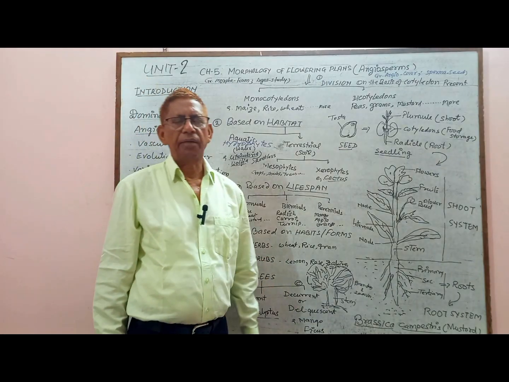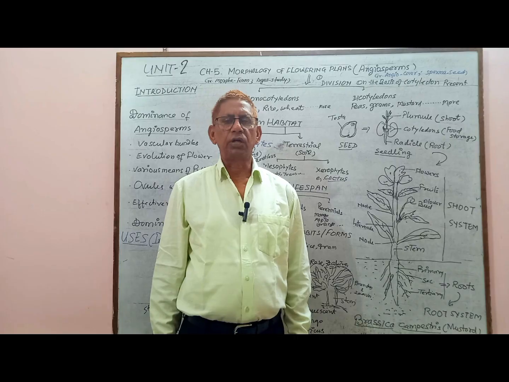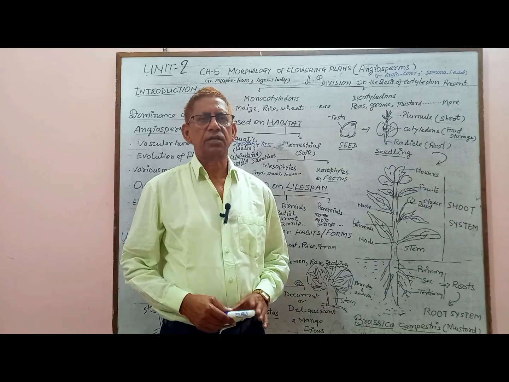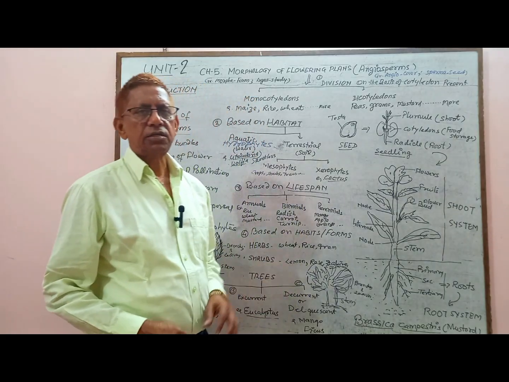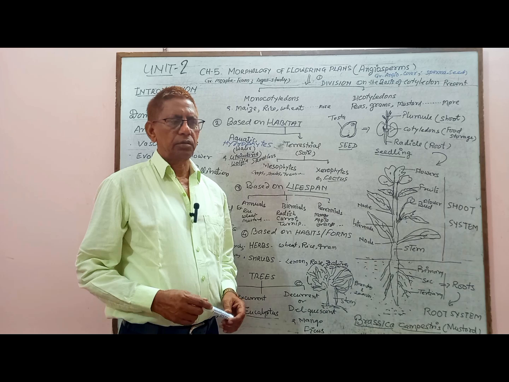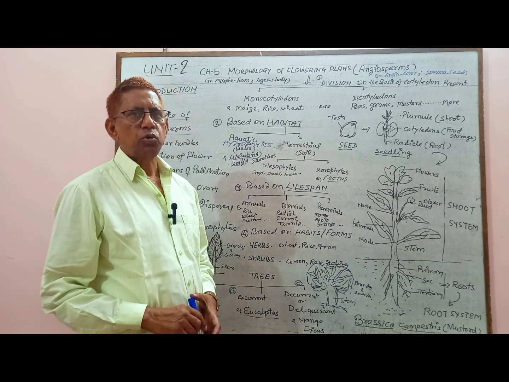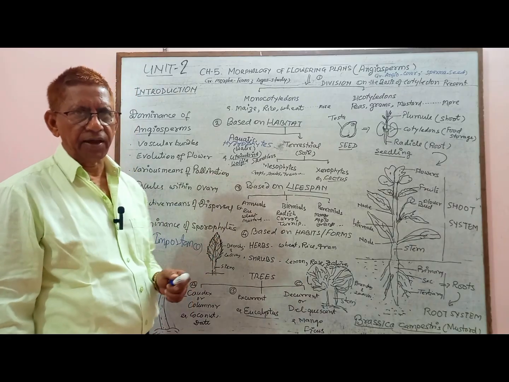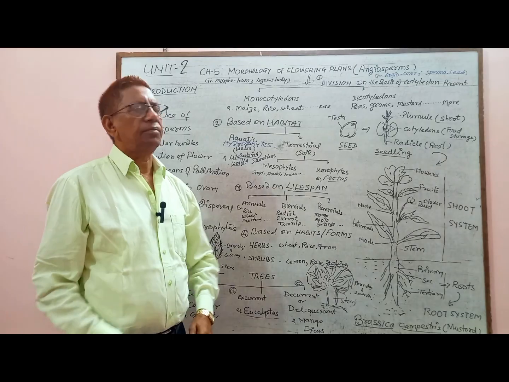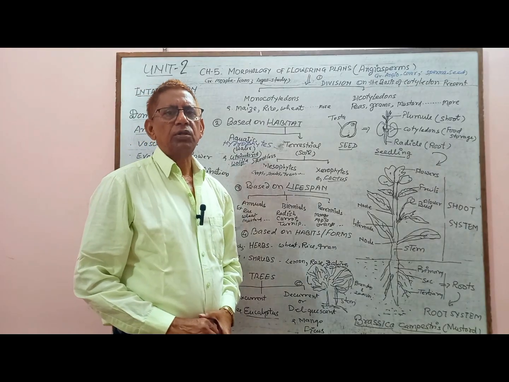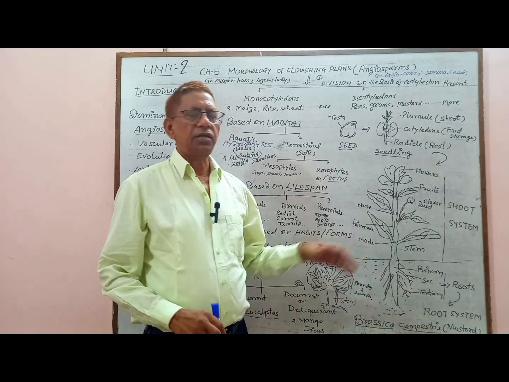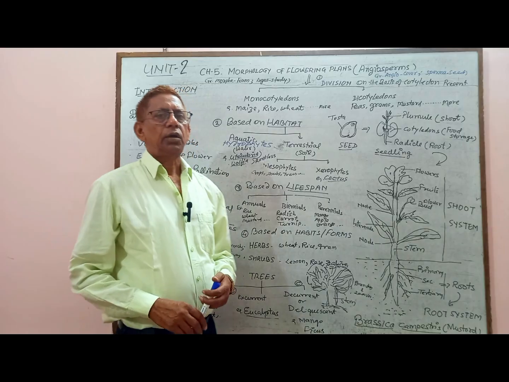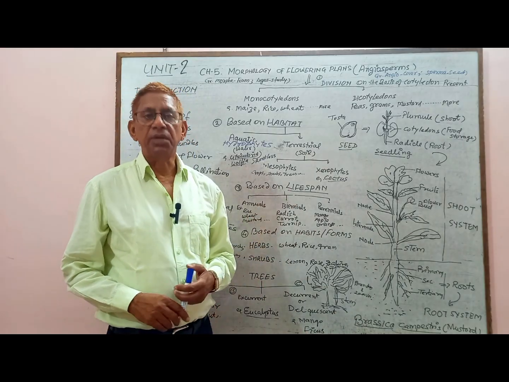Just now, you see that we completed our first unit, diversity of the living organisms. Today I want to start the next unit, the second unit, that is the general structure of the living organisms, including plants as well as animals. So today I want to start my next chapter, chapter 5, the morphology of flowering plants. Before coming to the detailed study of this group, I want to discuss with you what morphology means.